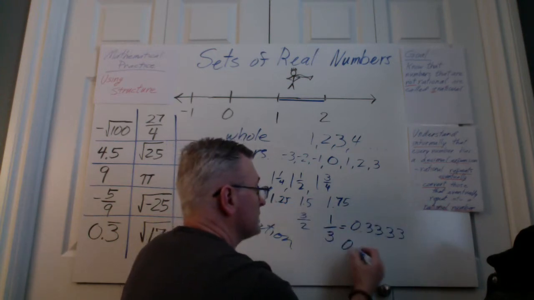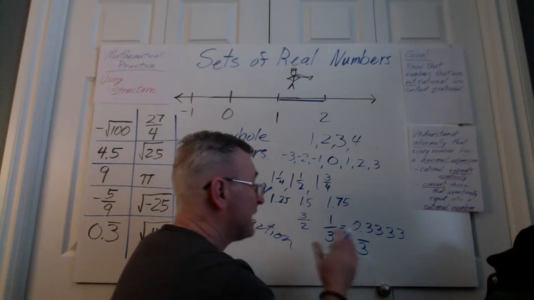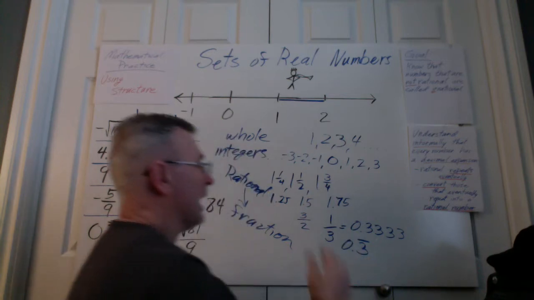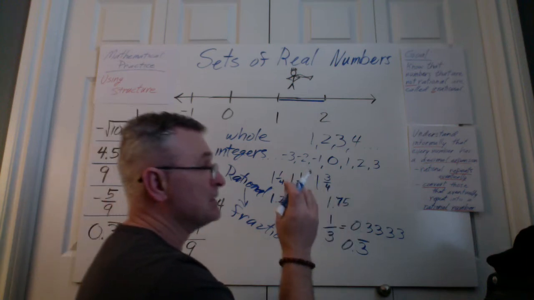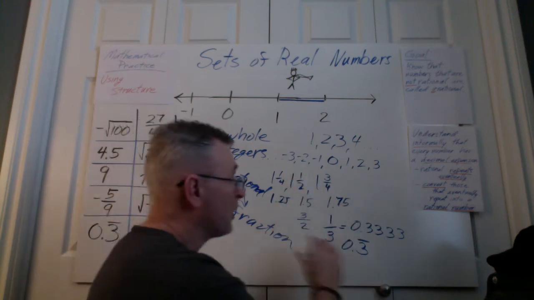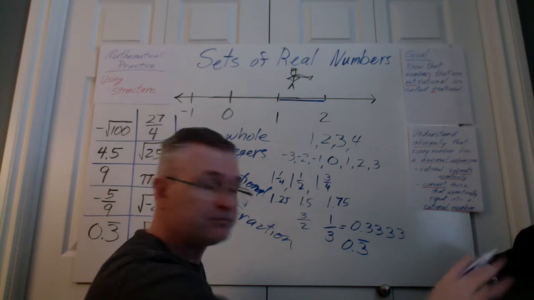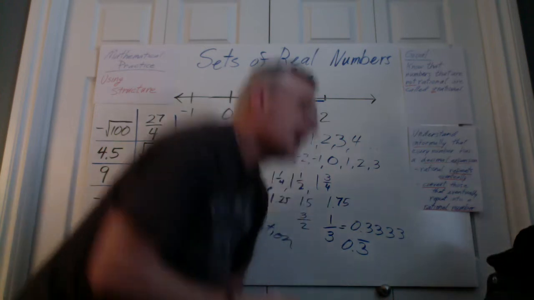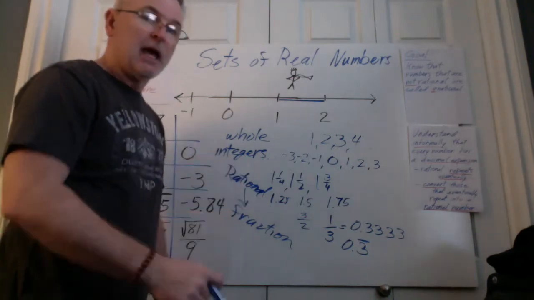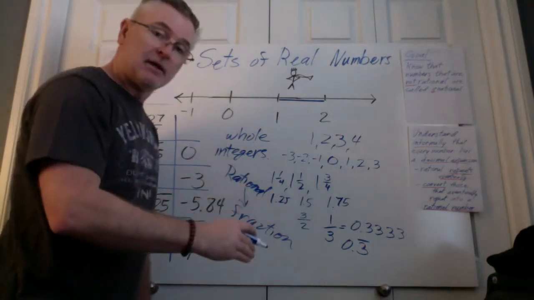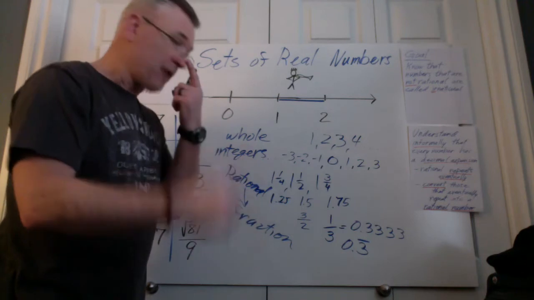It's 0.3333, and it just keeps going. So we're going to call that 0.3 repeating. And the repeating means that there is a decimal expansion. It's just 0.3, and it's threes forever. However, it does not stop. However, it repeats. And since it repeats, we can write it as a fraction.